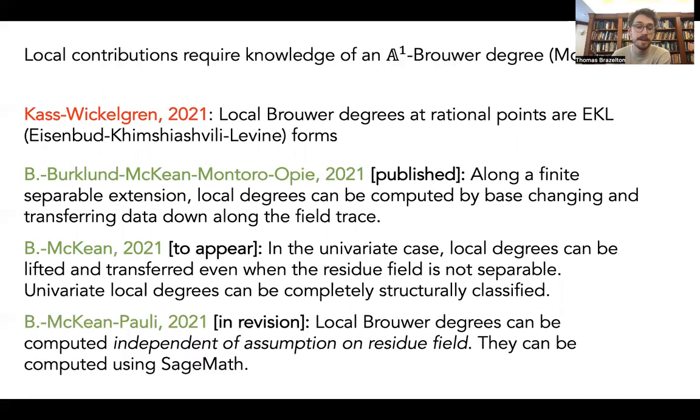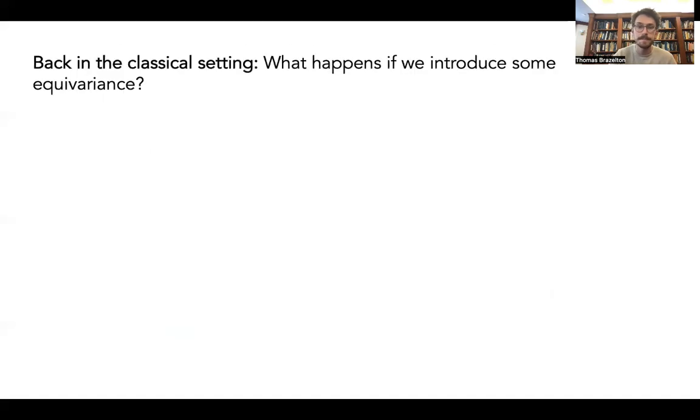Finally, with Stephen McKean and Sabrina Pauli, we proved that local Brauer degrees can be computed independent of assumption on the residue field, so not even separable. In particular, we can compute them using code that we wrote for SAGE. This is a very efficient code for computing these types of degrees. In particular, this result makes enumerative geometry accessible over imperfect base fields, which is not something that we had before.